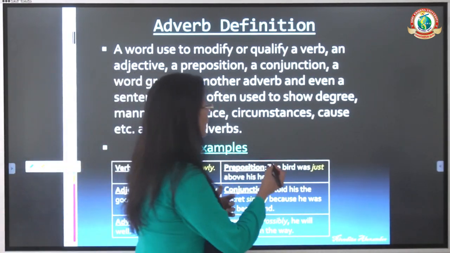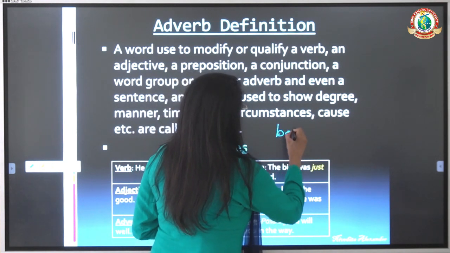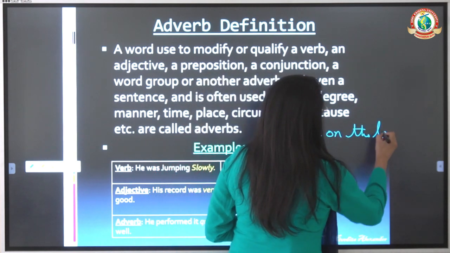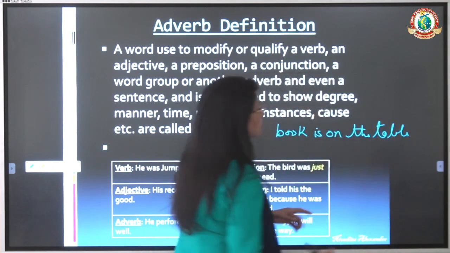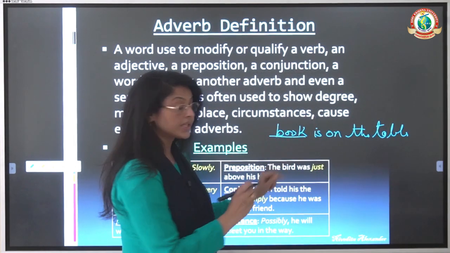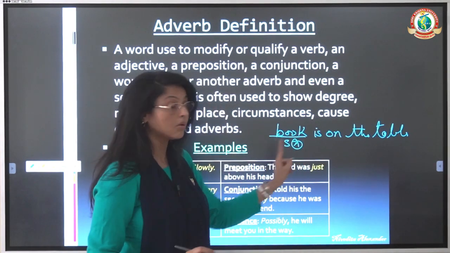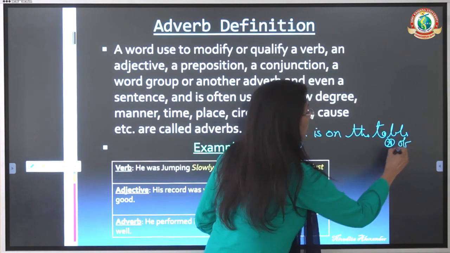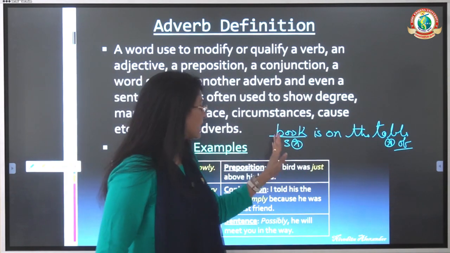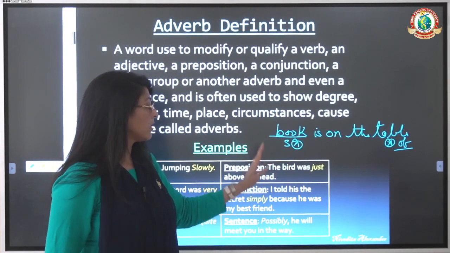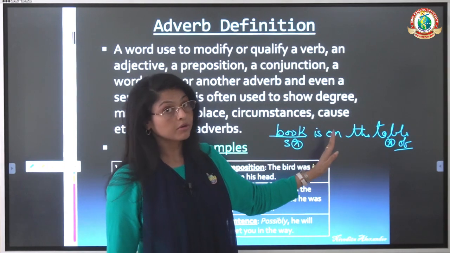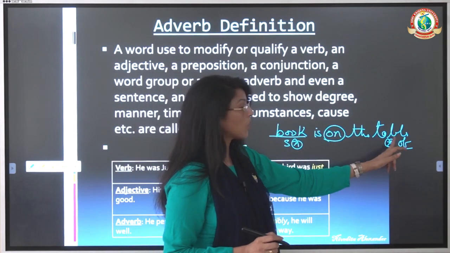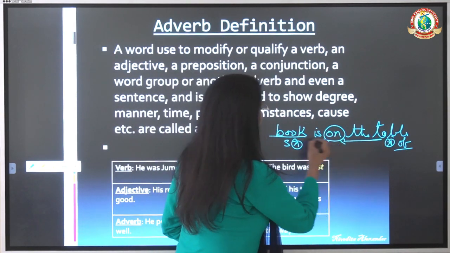For example, if you are saying, the book is on the table. If you see, book is a noun which is the subject. Table also is a noun, but this is an object. Now here there are two things to remember, preposition or postposition. It is showing the position. It is showing the position of what? The table or the book.